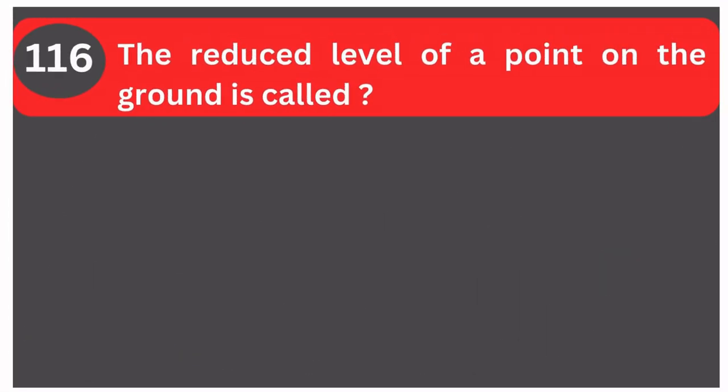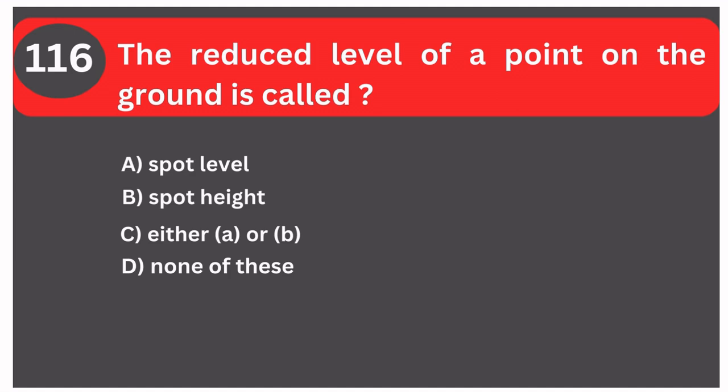The reduced level of a point on the ground is called. Options A. Spot level. B. Spot height. C. Either A or B. D. None of these. Answer C. Either A or B.